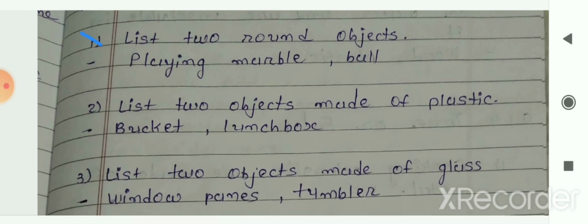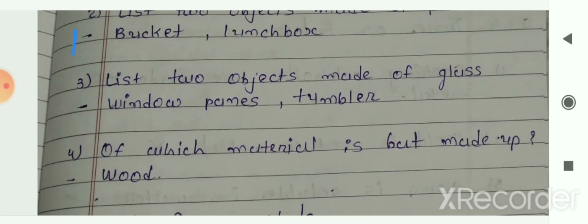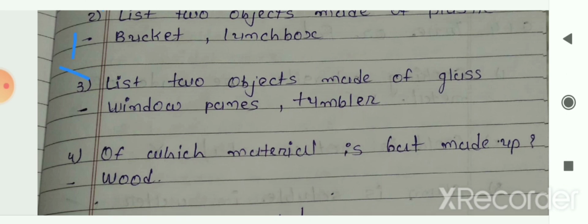Next is, list 2 objects made of plastic. So bucket and lunch box. We usually find that bucket, lunch box and water bottle are also made up of plastic. The next is, list two objects which are made up of glass. So window panes, that means one portion of a window, and tumbler, or you can also write glass or bowl, that are made up of glass. The next is, which material is a bat made of? So a bat is made up of wood.